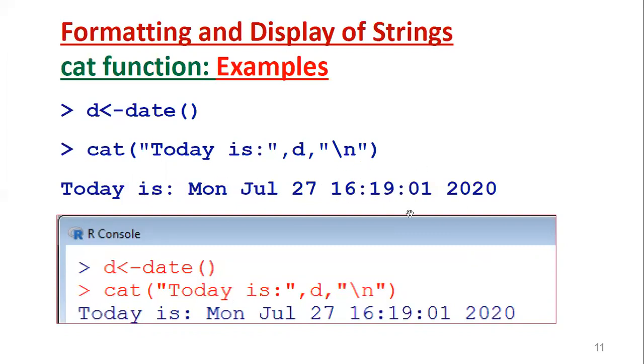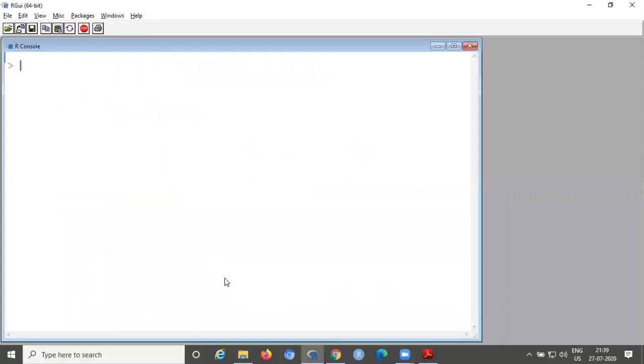Now whatever the current time, hours, minutes, seconds, then year will be displayed. So this was recorded at 4:19. Now the current time we can see is 9:40. Whenever you run this command, you can see the time. Here you can observe the time 9:39. The system date and time will be displayed.